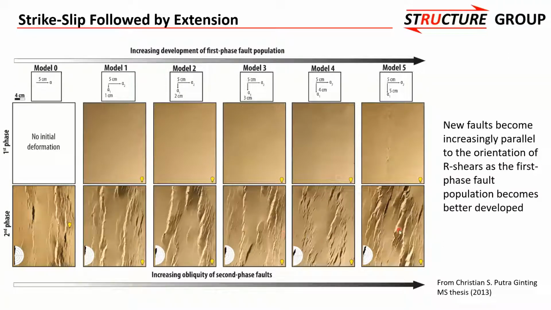And you can see that the fault patterns, again, that develop if you're comparing, for example, the model 0, which doesn't have any strike slip deformation, versus the model 5, which has the same magnitude of displacement for both phases, is you're getting fault populations that are very different throughout the model. And you're seeing an increasing obliquity of the second phase faults. So this is just another nicely documented example of how, in this case, pre-existing strike slip faults can then affect the newly forming deformation patterns. And so with that, I am happy to take questions.